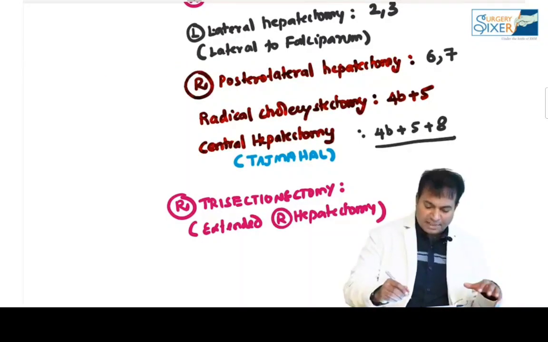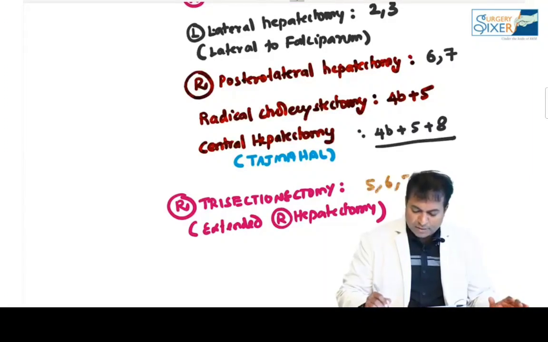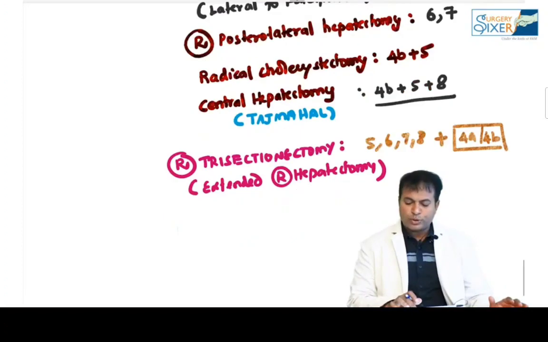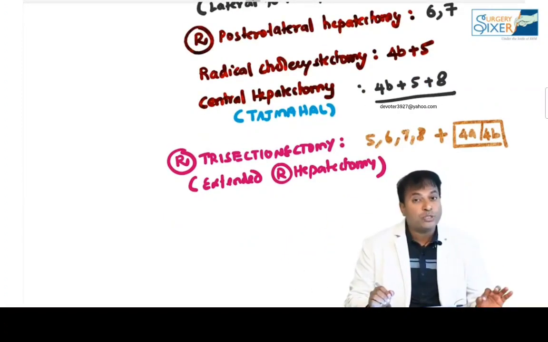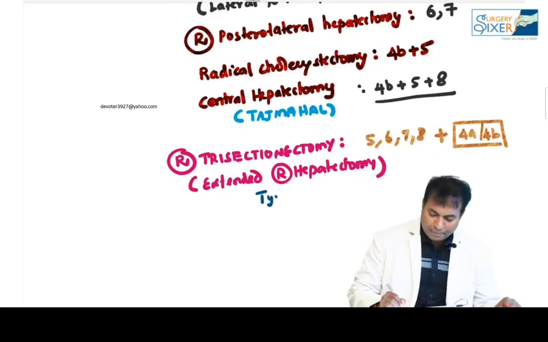Extended right hepatectomy is the other name of right trisectionectomy, in which we remove the entire right lobe, 5, 6, 7, 8, plus what we will remove in trisectionectomy. We will remove 4A plus 4B also. So that is known as right trisectionectomy. The right lobe we extend to the right trisectionectomy. It is usually done for hilar cholangiocarcinomas, type 3A.